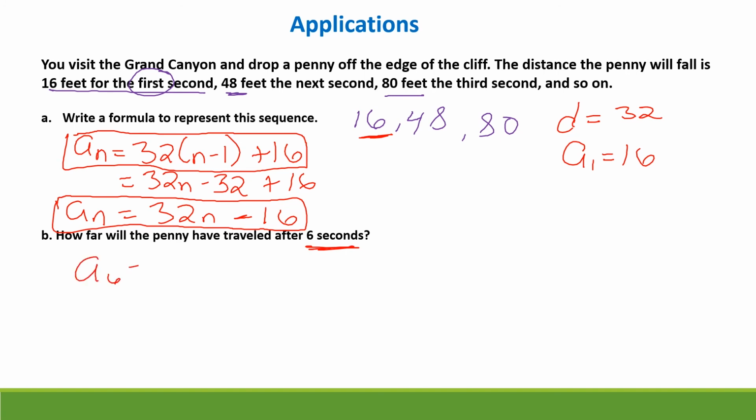So a sub 6 is equal to 32 times 6 minus 16. And that gives me 176. And it says, how far will it have traveled? This is in feet, so 176 feet.